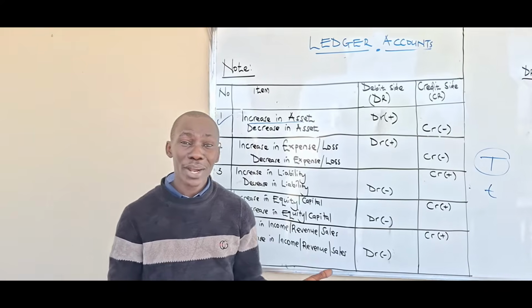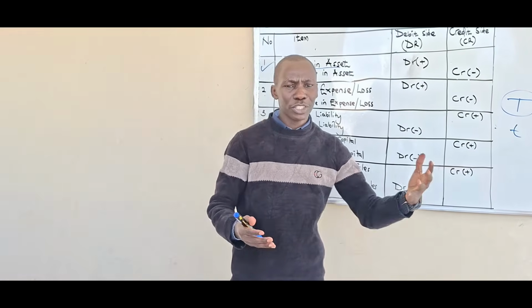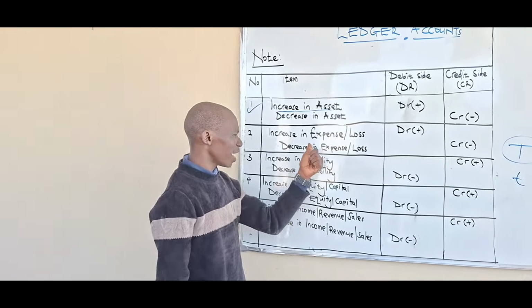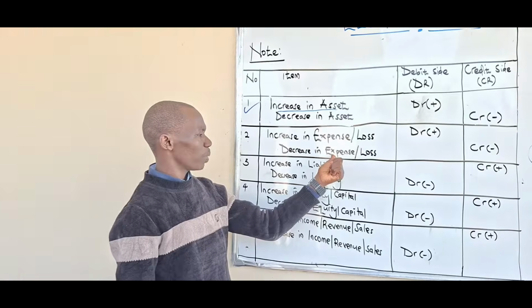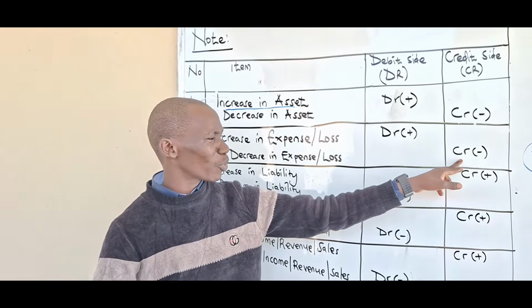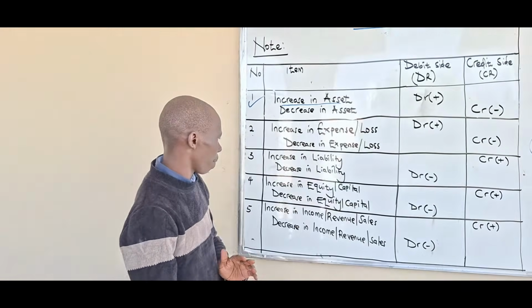As well, our expenses can reduce. So when they reduce, what do we do? Should we guess whether to put it on debit or credit? No. We need to know that the moment there is a decrease in the expense, please don't look anywhere. Just go on the credit side and record this entry.